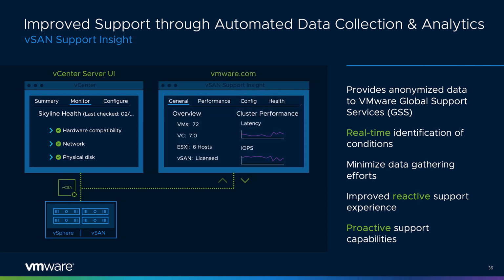vSAN Support Insight enables an improved customer support experience by proactively providing VMware Global Support Services (GSS) with data about a customer's vSAN and vSphere environment. This data is anonymized and then uploaded to the VMware Analytics Cloud, where it is processed and converted to useful information such as configuration specifics, performance, and health status. GSS can get to the troubleshooting effort faster when less time is spent on gathering this data. What does this mean for the vSAN customer? Faster time to resolution and a direct way to help VMware improve the product experience.